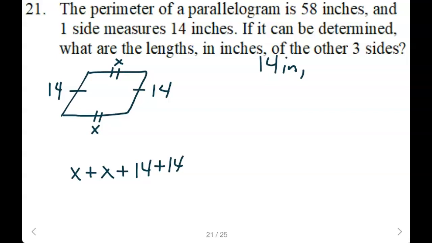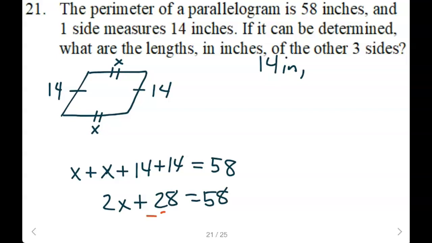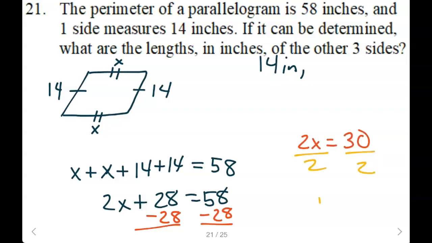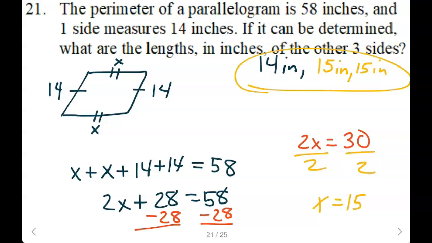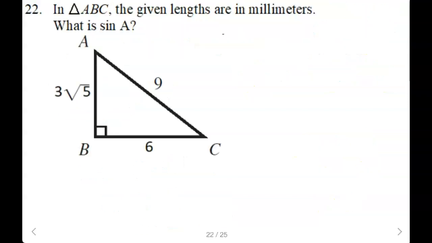I'm going ahead and organizing them based on like terms just for convenience. So 1x plus 1x, 2x, 14 plus 14 is 28. Two-step equation from here. To get rid of adding 28, subtract 28. And so we get 2x equal to 30. And then divide by 2, and x is 15. That represents the other two sides of this parallelogram. You can add up all four sides, so including this 14, 15, and 15, and you should get 58.